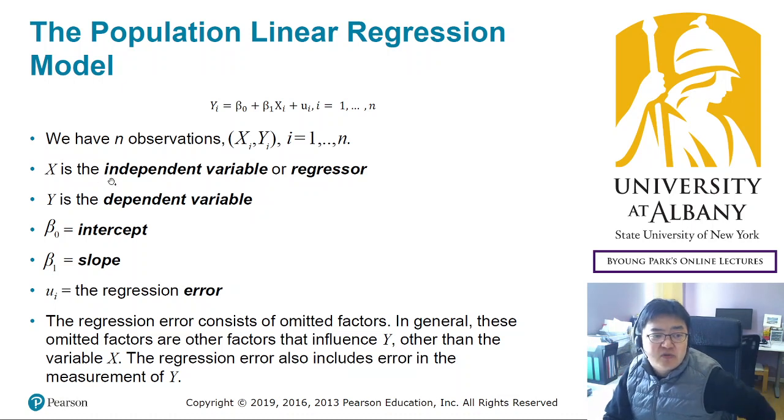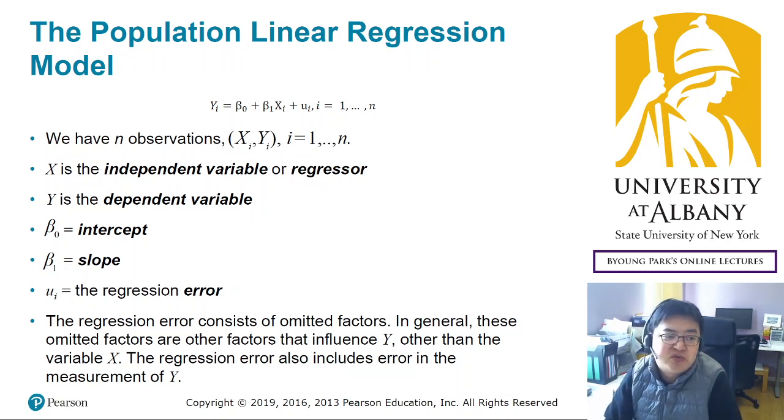So x is called the independent variable or explanatory variable, or regressor. It is not affected by the other. And on the other hand, y, the test score, is called the dependent variable because the test score is determined by the student-teacher ratio. So it depends on the student-teacher ratio.